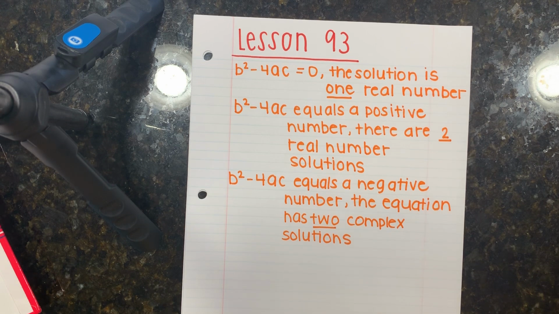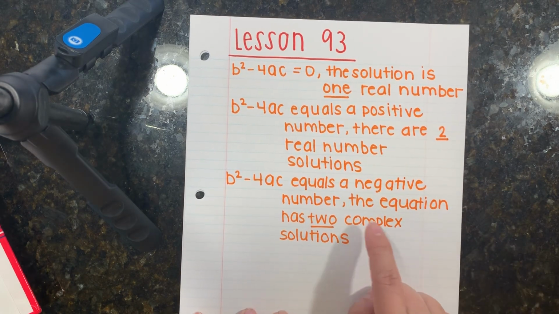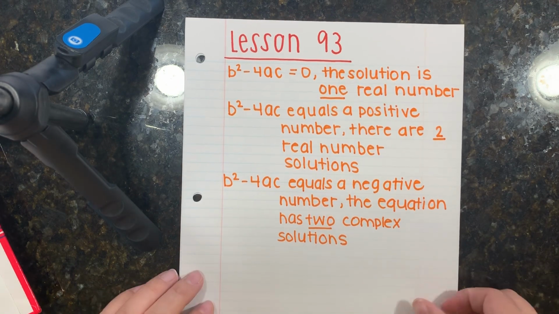So again, we're not actually solving for what those solutions are. We are just asking you to solve for what type of solution it's going to be: either one real number, two real number solutions, or two complex solutions. So those are our three different options. What we're going to start by doing is going through the examples.